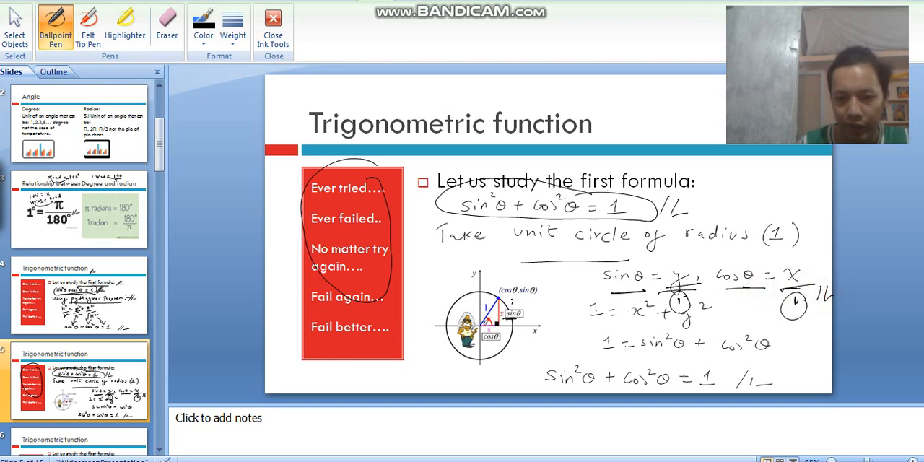So using this small right triangle, we can apply Pythagoras theorem. Here the hypotenuse is 1, the perpendicular is y, and the base is x. So putting this, we can substitute cos theta instead of x, and sin theta instead of y, right? After this we get sin square theta plus cos square theta is equal to 1. So it can also be derived from the unit circle.